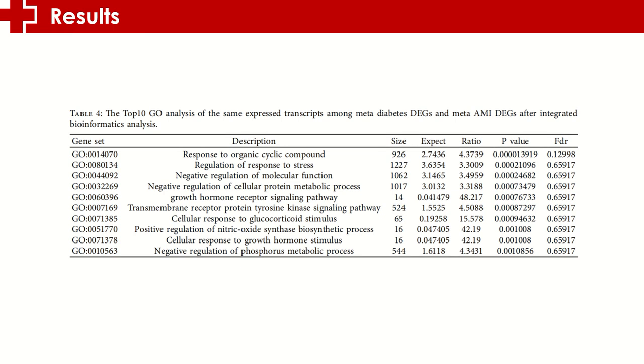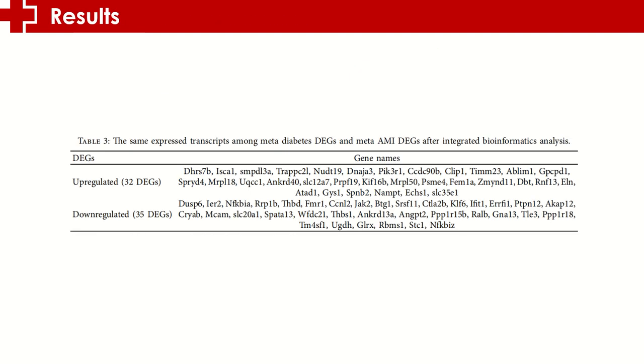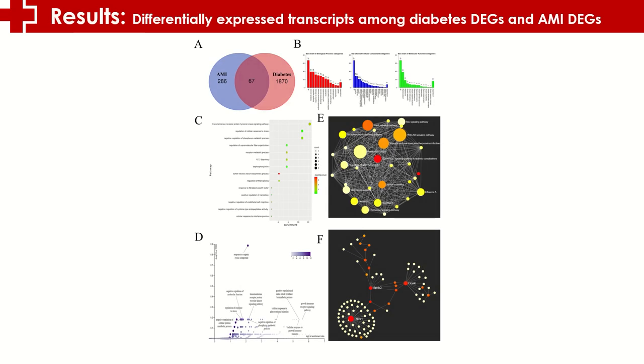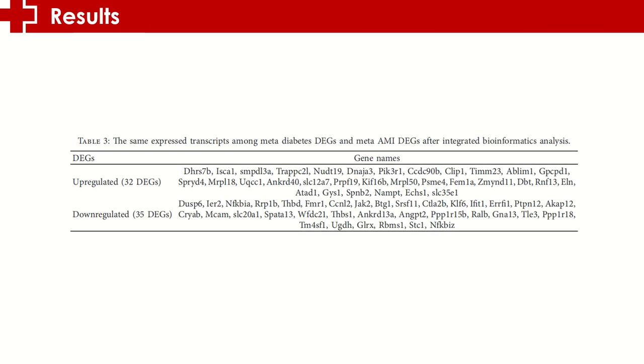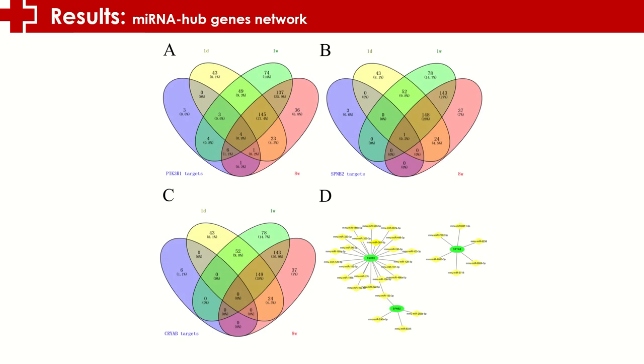And further GO and KEGG enrichment pathway analysis was carried out. In figure F, the PPI was done to obtain the hub genes, including PIK3R1, SPTBN2, and CRYAB. The 3 hub genes were validated. This is the microRNA hub gene network.